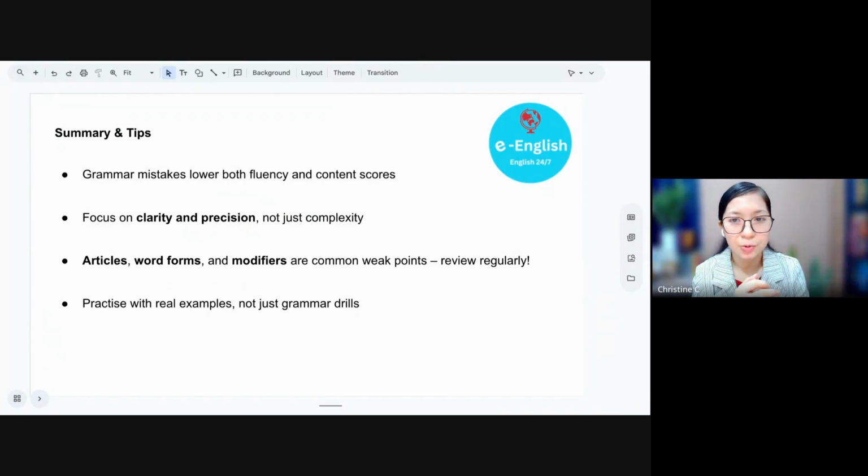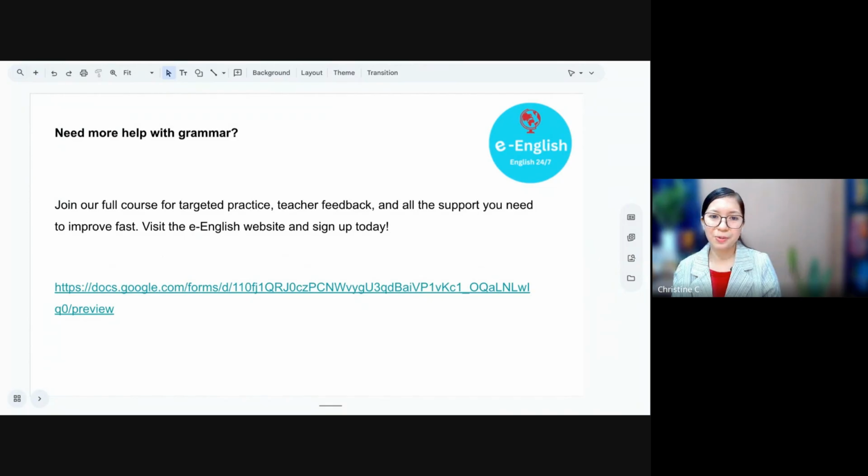What we did today was to look at some common errors and how to spot errors on articles, word forms, and modifiers. These are the common weak points, but there are also others, and we are ready to help you learn them all in our courses. And finally, practice with real examples, not just drills. Practice writing, and it can help you as well.